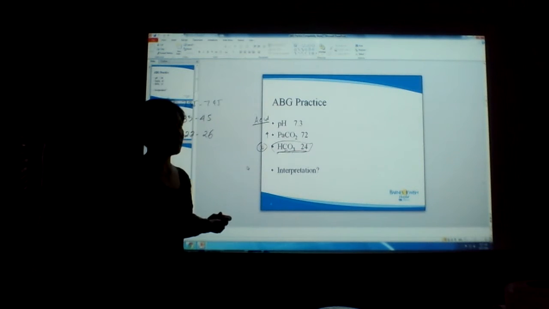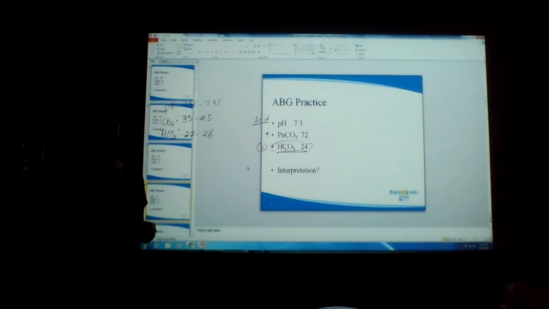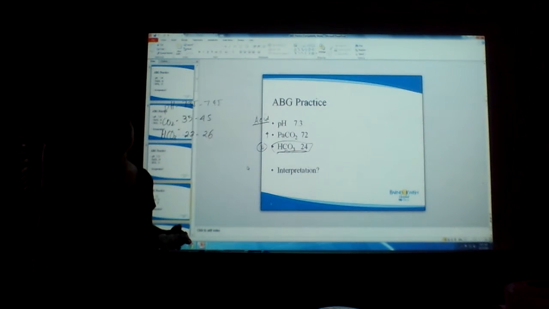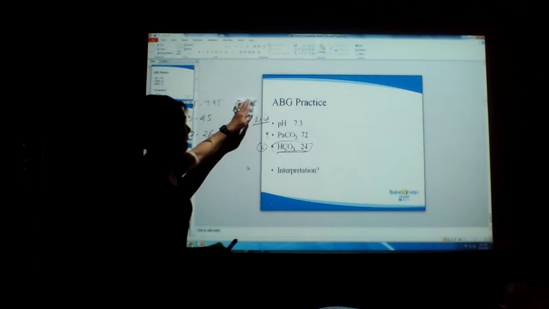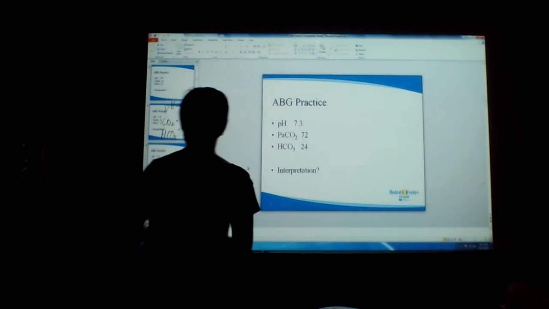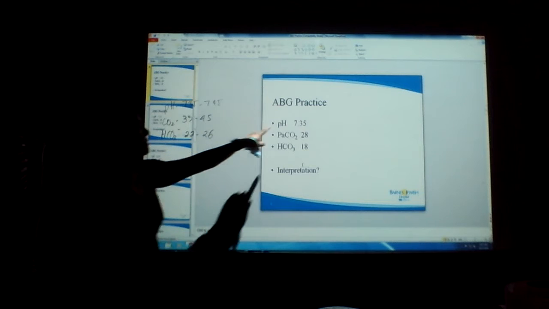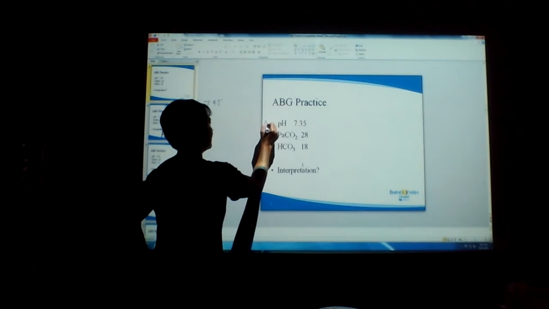So this must be, let's say, emphysema patients. They can't get rid of it, so they go into respiratory acidosis. Okay? Let's look at the next one. What's this one? Normal.